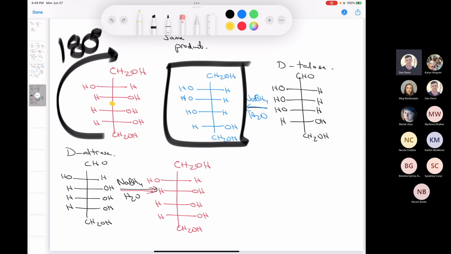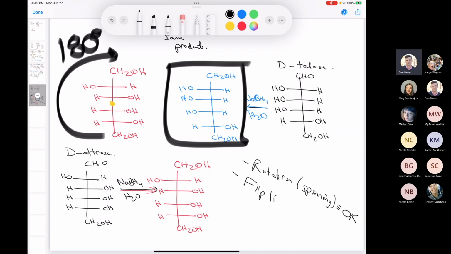Something that I want you to be aware of, and I don't know if our book really goes into enough detail about it, but we could do the Drake meme on this one. When you have a sugar, rotating it is not a big deal. You can rotate sugars. So rotation, or spinning, like I'm just showing you there, is okay. One thing you cannot do with a sugar is flip it. You cannot flip it like a pancake.